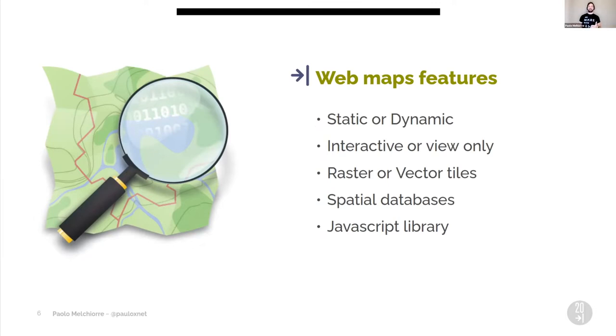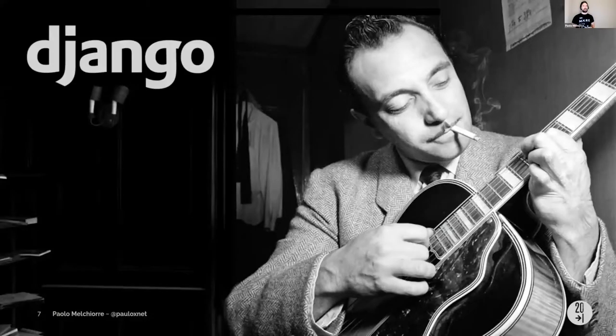The map can use raster or vector tiles to represent the surface. Usually the data is stored in a special database. And a web map will use a JavaScript library to show data on your web page. But implementing a geographic information system from scratch is beyond the scope of this talk. To do this, we are going to use Django, my preferred web framework.